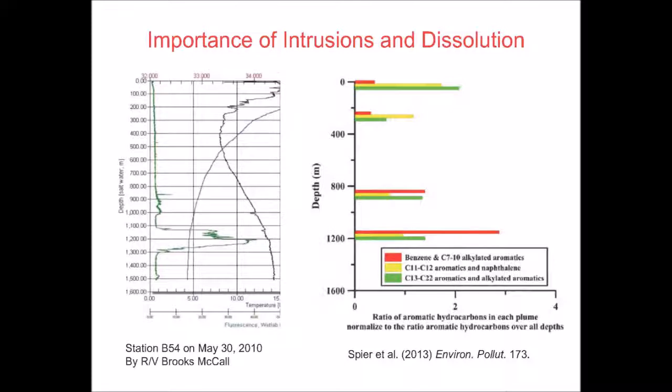column. And when we compare this single measurement to a paper published by Terry Hazen's group, Spear et al., Environmental Pollution, Volume 173, they looked at many CTD profiles collected throughout the spill and then showed the abundance of different types of petroleum compounds in the water column. And we see this big peak at 1,200 meters, which is the main subsurface intrusion, another peak about 900 meters, and then the surface slick, and then some other peaks associated probably with the thermocline or the pycnocline of the density stratification.